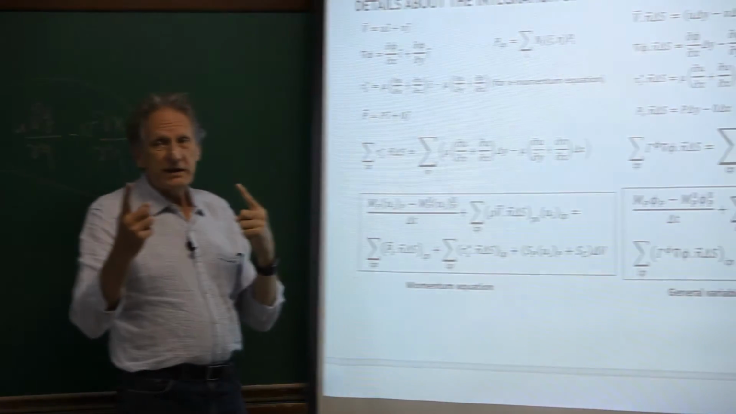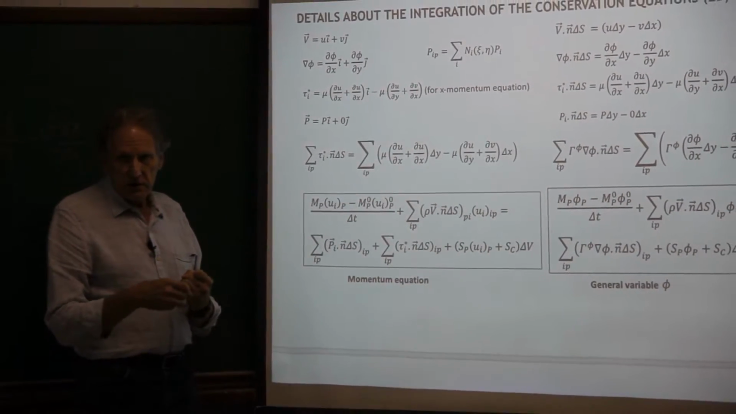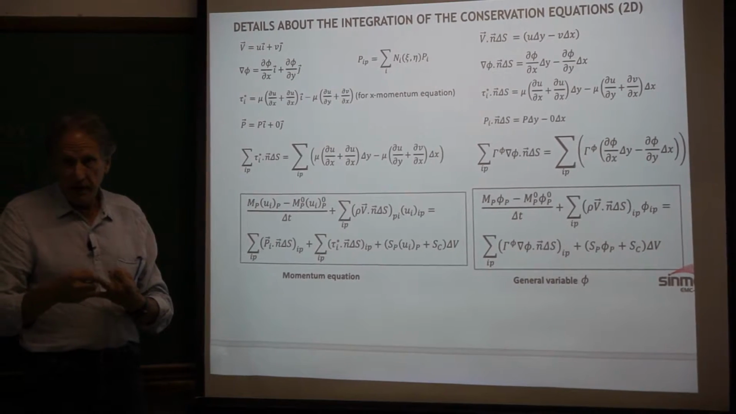What are the terms that we have to calculate? Scalar product of velocity and normal. Scalar product of gradient of phi and normal.